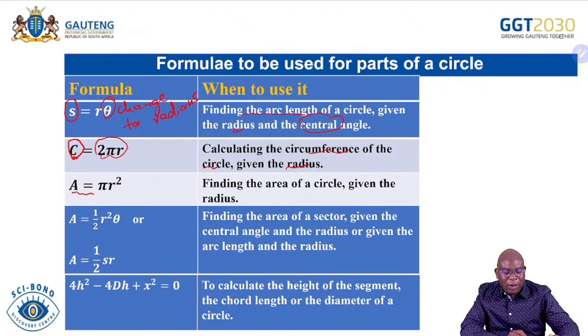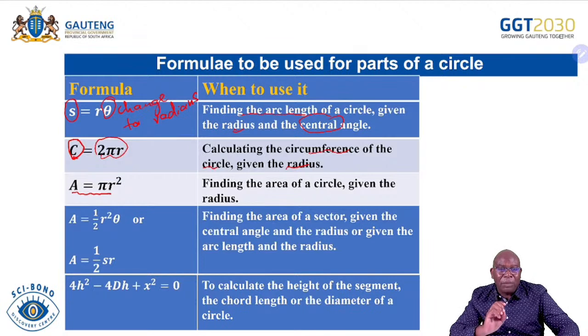The area equals pi r squared. You know that formula, it is for calculating the area of the whole circle. So if I'm given the area of the whole circle, I can calculate r. But if I'm given the r, I can calculate the area. So you just need the radius to calculate in a circle. The circle is nice because you don't need a lot of stuff there.